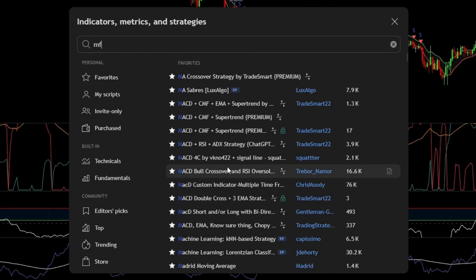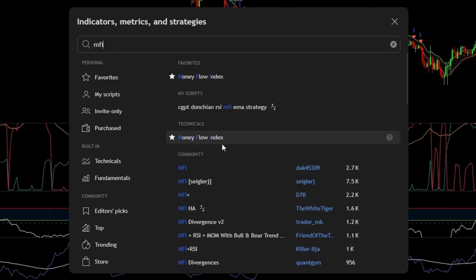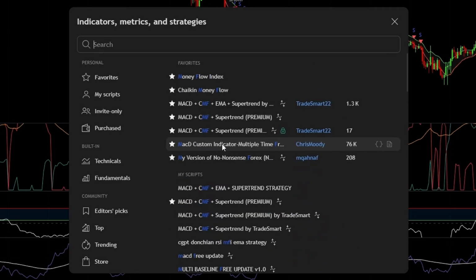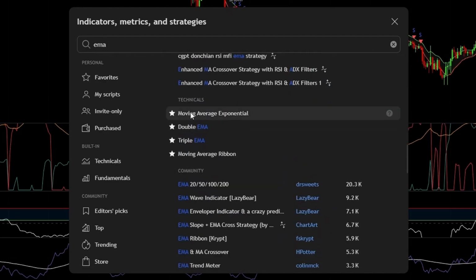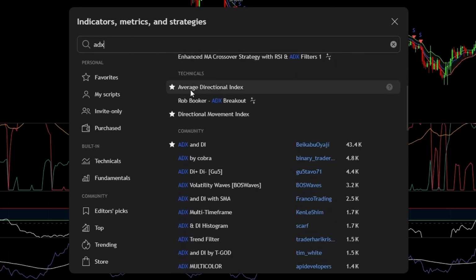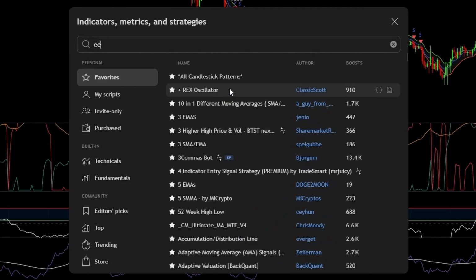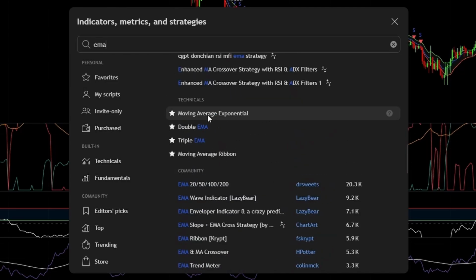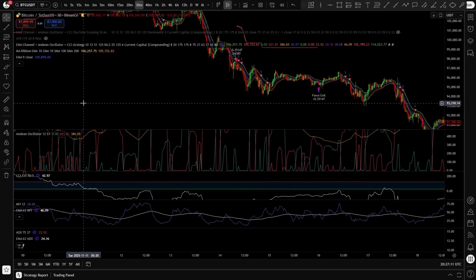Then type in MFI, click on the money flow index, and for that we are going to use an EMA2. So add the moving average exponential, and finally our ADX with an EMA. So click on the average directional index, and we need an EMA for that too, so EMA, and click on the moving average exponential. Okay, at first look, it might seem that we are using a lot of indicators, but don't worry, after I explain the strategy, it will be pretty easy to find the entries and the exits.